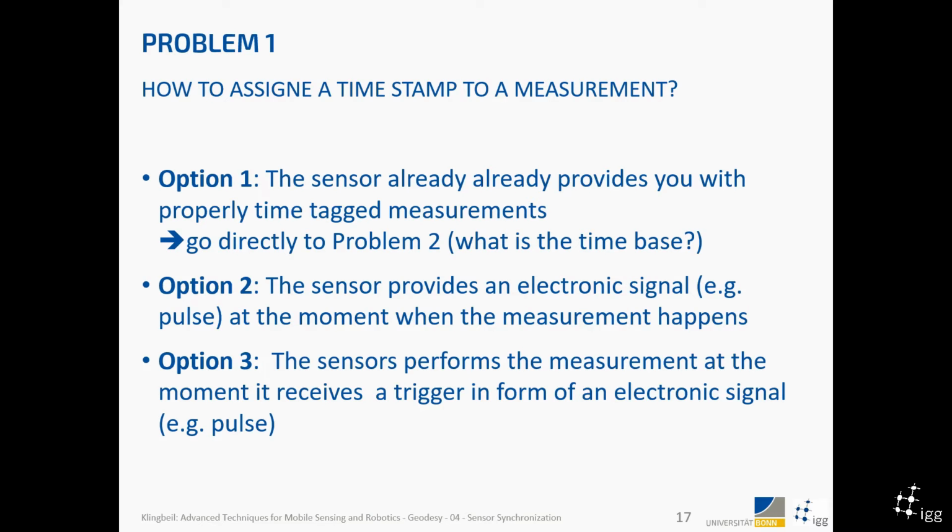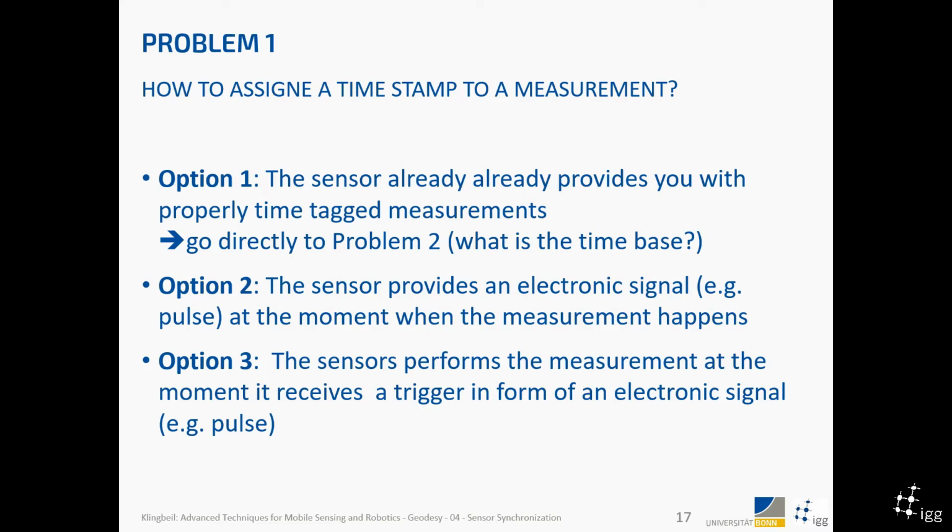Okay, we can go a little bit through some examples of how these problems are solved. So we have problem 1, how to assign a timestamp to a measurement, and there are basically three options for that. I will show examples for all of these options next. Option 1 is that the sensor already provides you with properly time-tagged measurements. So you don't need to care, because the sensor gives you its measurement with some internal clock which is already valid, so you don't need to get a pulse or something.